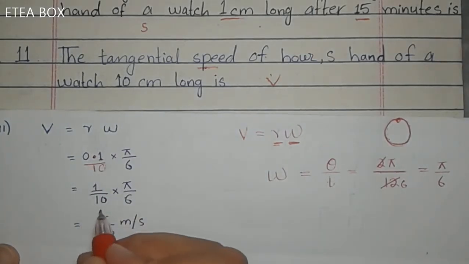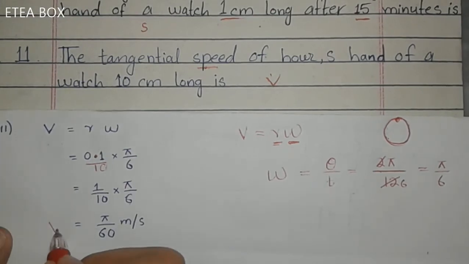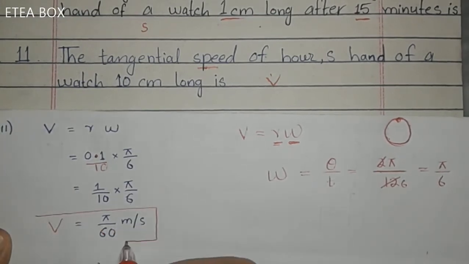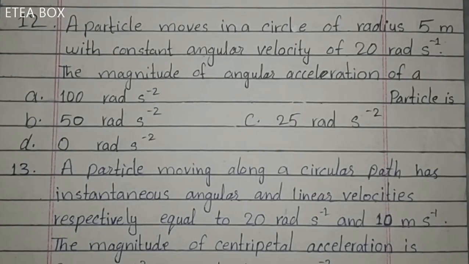So I can write it like 1 over 10 multiplied by pi by 6. So let's multiply this 6 and 10, we will get 60, okay? Pi by 60 meter per second. Now the tangential speed of the end of a watch's hand, 10 centimeter long, is pi by 60 meter per second, okay? It's the answer. Now 12th number.